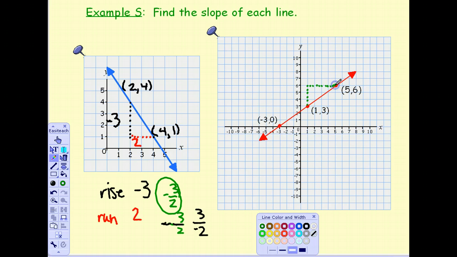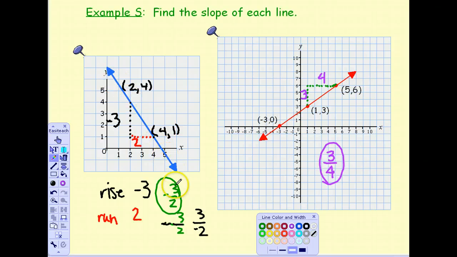And here's my run. My run goes from 1 over there to 5. So when we're just counting those boxes, in this case it goes up 1, 2, 3 boxes, and it goes over 1, 2, 3, 4 boxes. So our slope is 3/4.